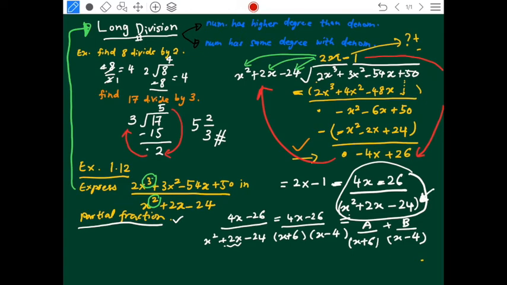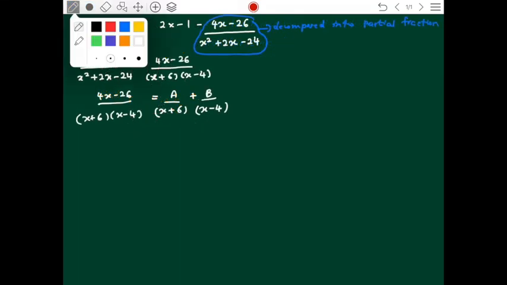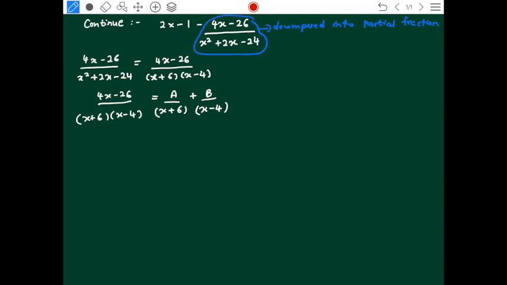Your task now is to find a and b. You can pick either of two methods. Either you equate the coefficients on the left and right side, or you pick the second method, which is to find the appropriate value of x. So let's continue with the partial fraction.